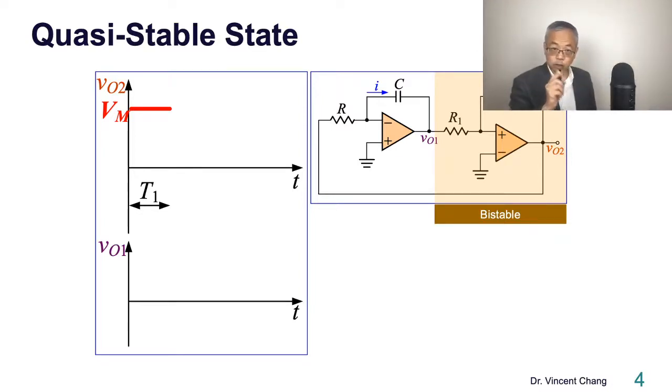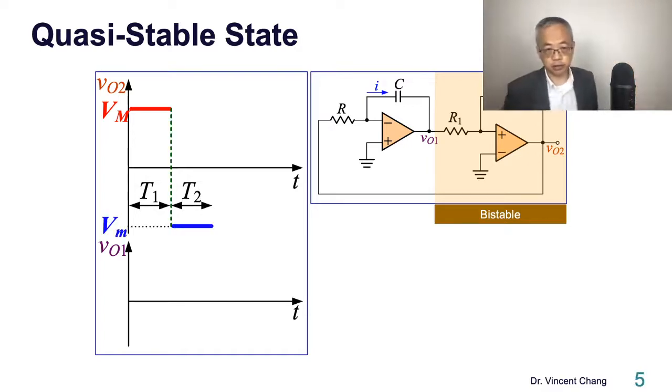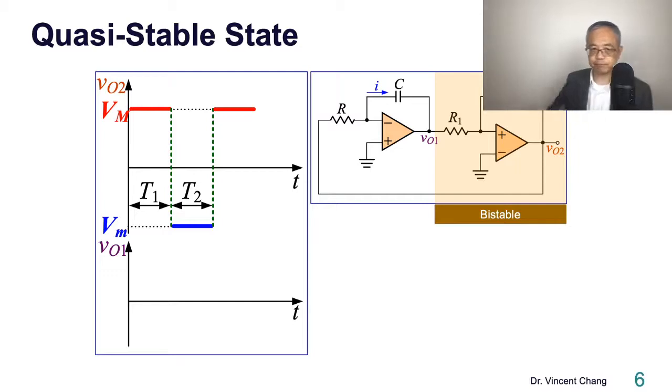What do I mean by VO1? VO1 is the output of the integrator. VO2 is the output of the bistable multivibrator. So there are only 2 choices, either the high rest state or the low burst state. So high, low, high, low.